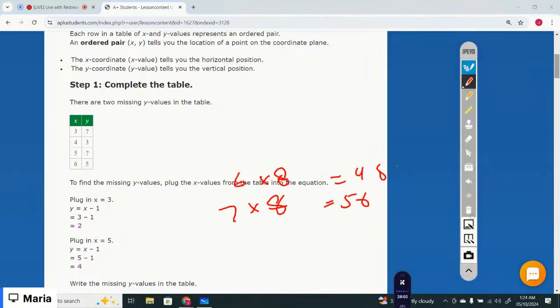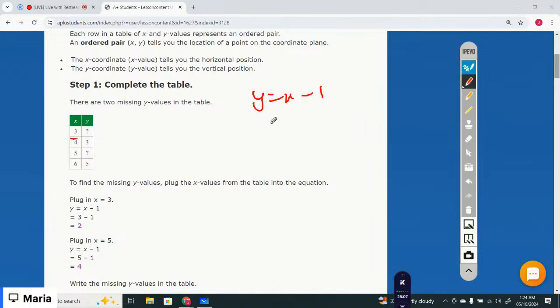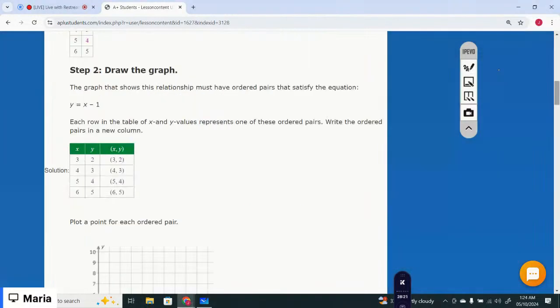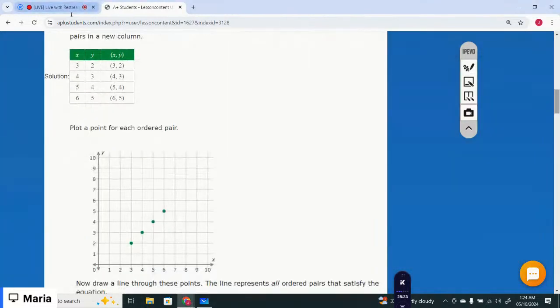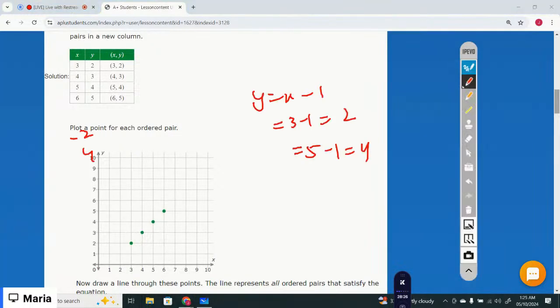So the equation is y equals x minus 1, right? So x is 3. You have to do 3 minus 1, that is 2. So here the missing value is 2. Then you have 5 minus 1, so here you have 4. Now you need to use these missing values and plot a graph, right? So basically these x and y values are the ordered pair, right? Ordered pair means for each x value there is only one y value, that is 3, 2.